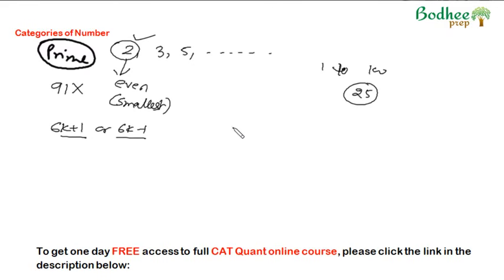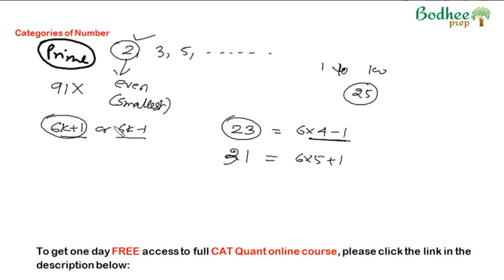When I say a prime number, say 23, this is a prime number, so I can write this as 6 into 4 minus 1, right? That means this can be written in the form of 6k minus 1. And if I want to write 31, then 31 can be written as 6 into 5 plus 1. So we can say that all the prime numbers can be written in the form of 6k plus 1 or 6k minus 1, but the converse is not true.